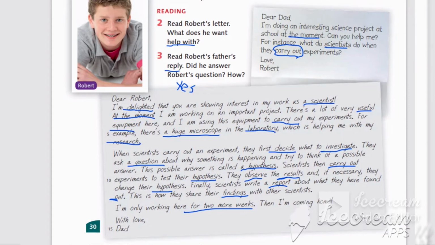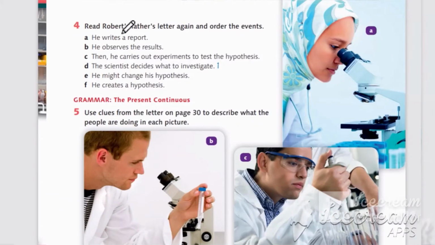Read the exercise. 4. Read Robert's father's letter again and order the events. بدنا نقرأ الرسالة مرة تانية and order the events. إنه نرتب خطوات doing or carrying out an experiment. Okay يا مس. 1. The scientists decide what to investigate. 2. He creates a hypothesis اللي هي F. تمام يا مس. 3. اللي هي C. Then he carries out experiments to test the hypothesis.